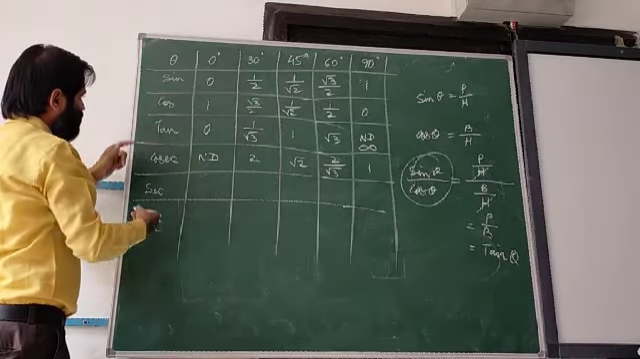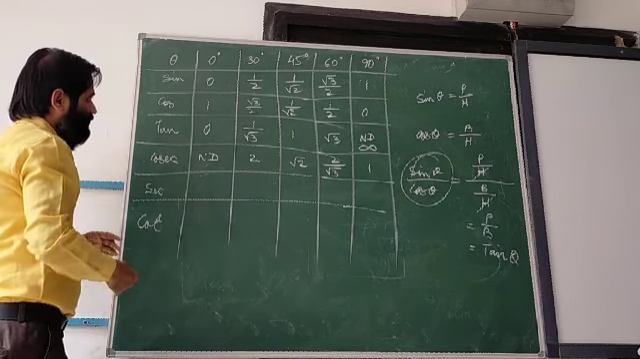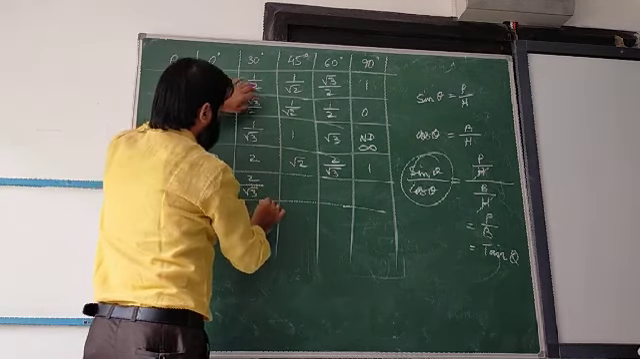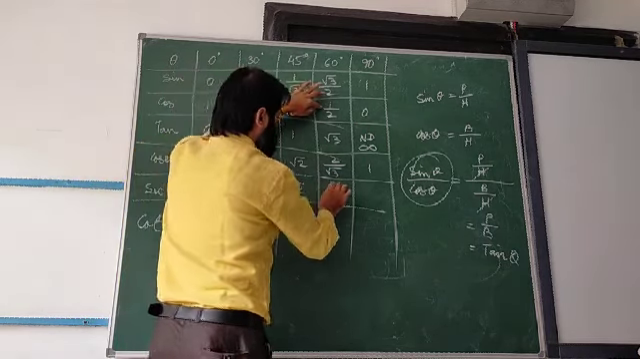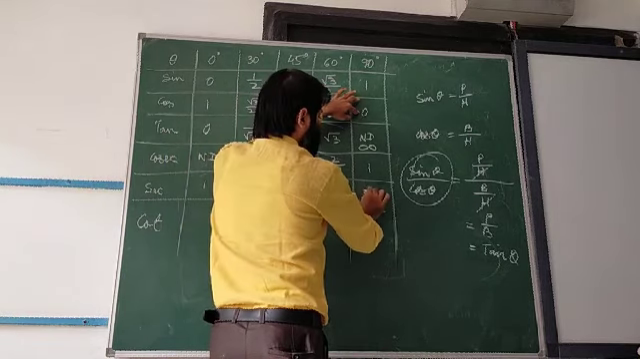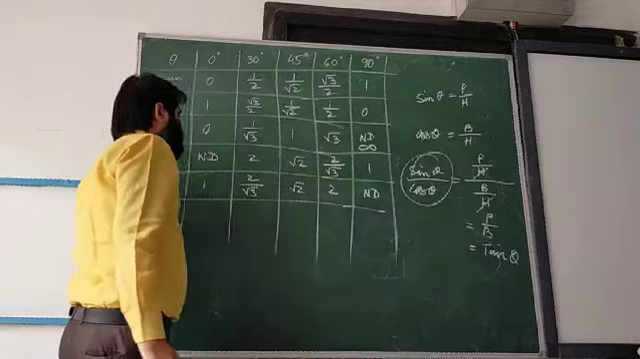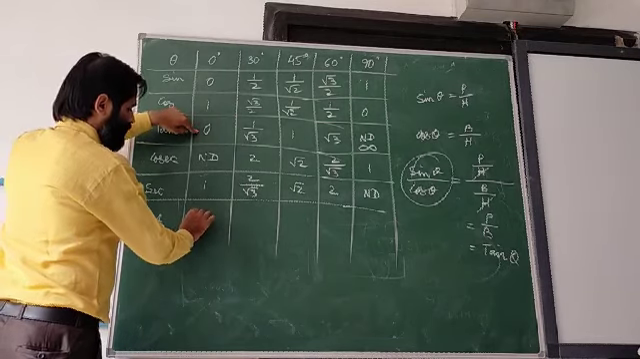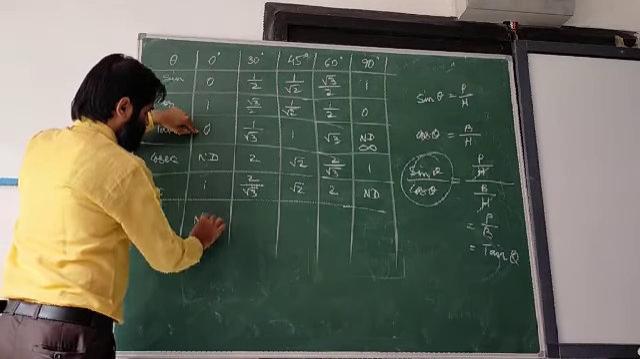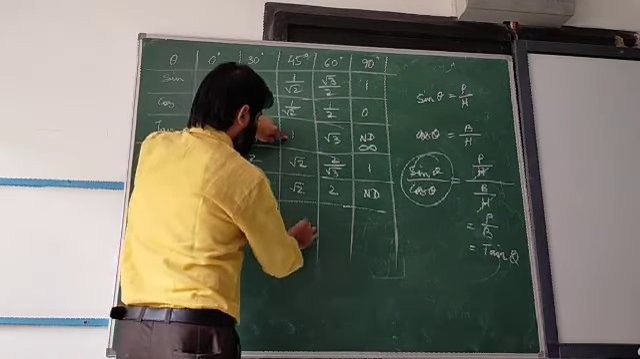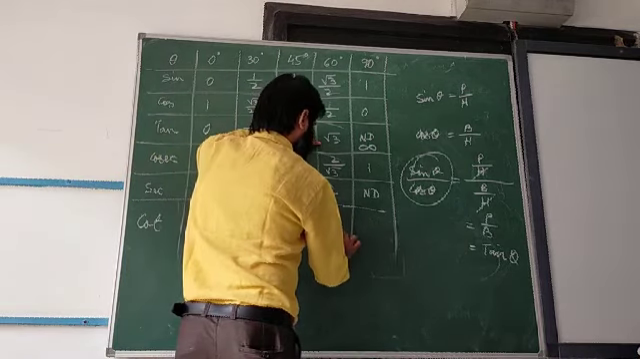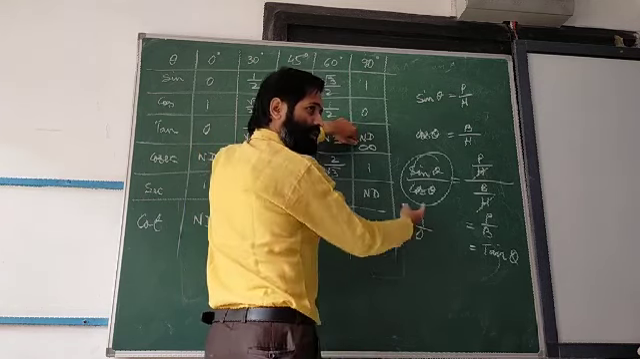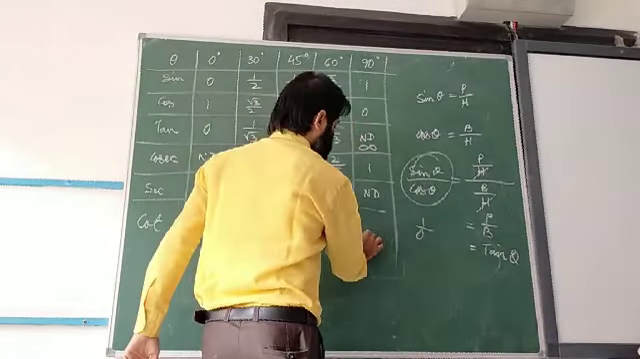So we will do it by this. Sec is the reciprocal of cos. That means this is 1. This is 2 by root 3. This is root 2. And this is not defined. Clear? Now cot is the reciprocal of tan. So tan is this one. So not defined, then this one, this one, this one. Is it clear to everyone? Not defined means 1 by 0, so the reciprocal of this will be 0 by 1. 0 by 1 is 0.